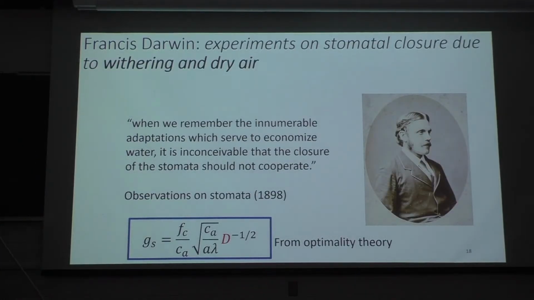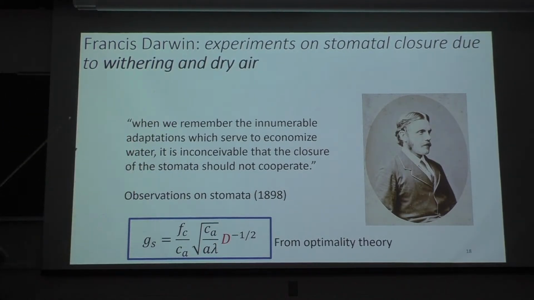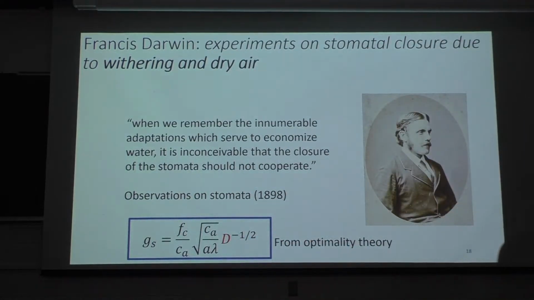And this result kind of brings to focus earlier observations by Francis Darwin, who we will revisit a little bit later. Francis Darwin actually was among the first to conduct experiments on stomatal closure due to what he called the withering and dry air. And by the way, Francis was fond of the hygroscope, so he was able to measure vapor pressure deficit, and by measuring vapor pressure deficit and looking at stomata, he was finding that stomata actually shut down under high vapor pressure deficit.